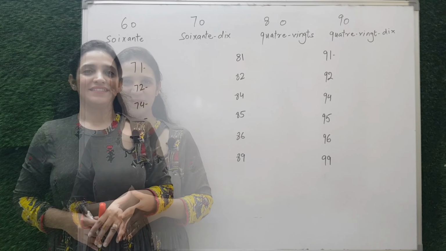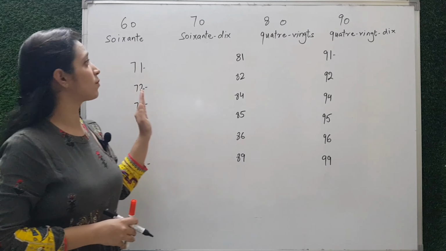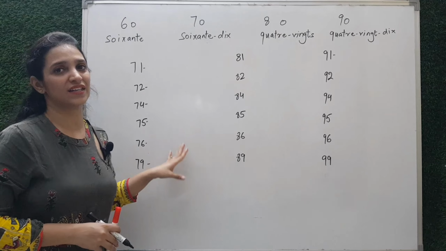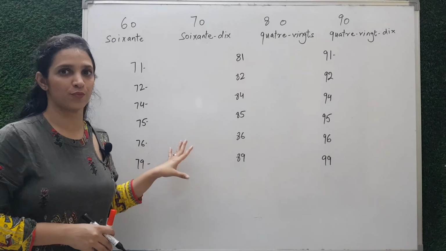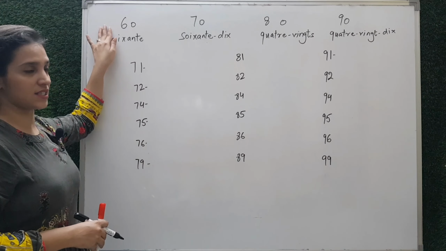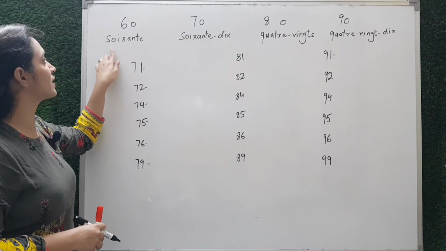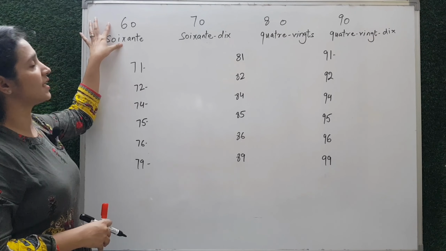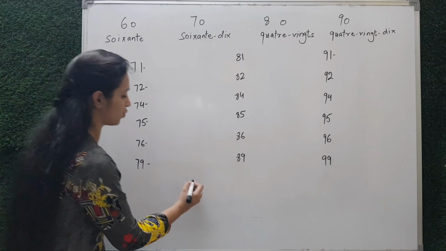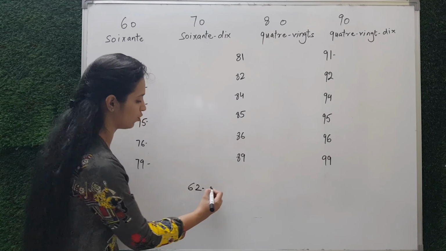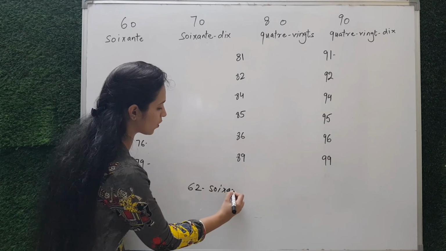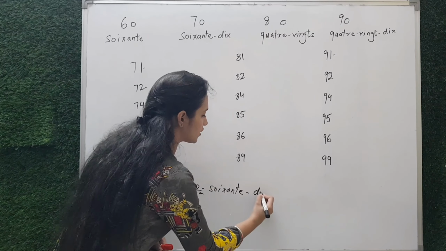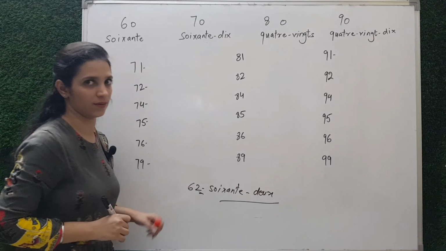Let's start. So here are numbers from 60 to 90. I have not written the numbers because I want you to practice with me. You can take your notebooks to practice. Right. So first let's start from 60. 60, as I have earlier told you, it is soixante. Now with 60, when we do counting, for example, we are writing 62. The answer would be soixante and 2 is deux. So 62 is soixante-deux, right?